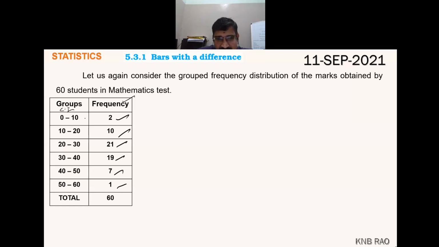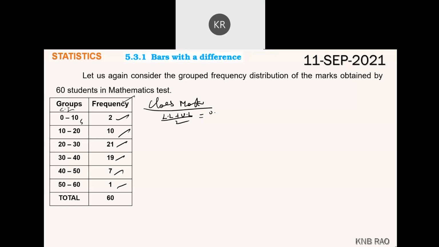Here 5 will come, that is the class mark. Do you know how it comes? 5 class mark. I already told you, class mark. Class mark is an average between lower limit and upper limit. So upper limit plus lower limit by 2. So 0 plus 10 by 2, which is 5. So similarly 10 plus 20 by 2, 15 will come. 20 plus 30 by 2, 25 will come. 35 will come. 45, 55. So these are the class marks.